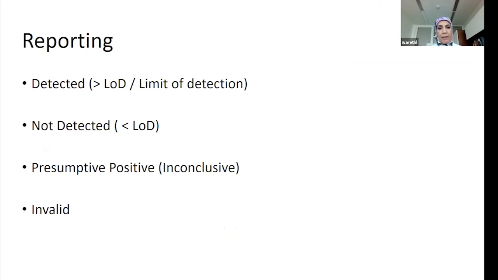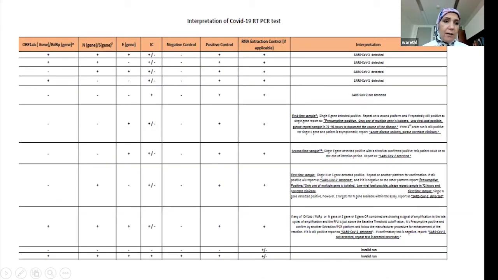Reporting, there are 4 terminologies that everybody agreed to use. You either detect the virus, and basically when detected, it means that you're detecting virus more than the limit of detection of the assay, or it's not detected, which is less than the detection limit of the assay. And then the presumptive, previously we used to call it inconclusive, and I will explain this in a minute, or an invalid result.